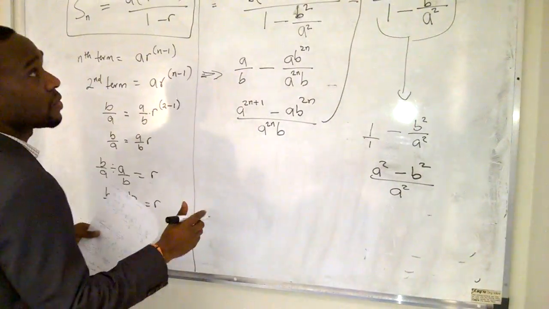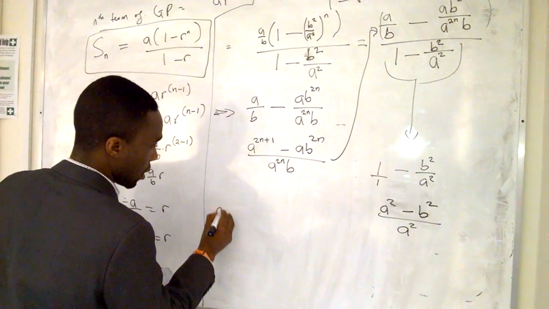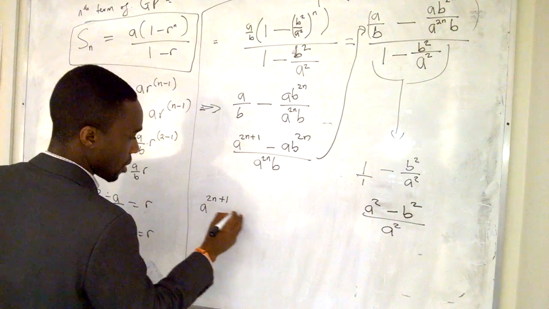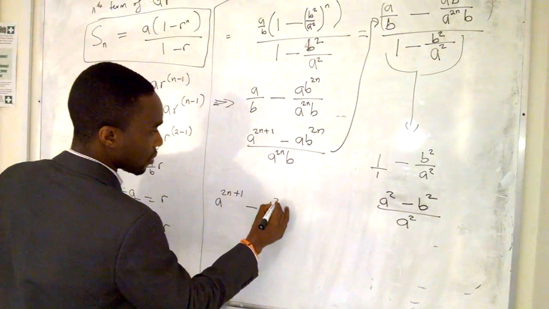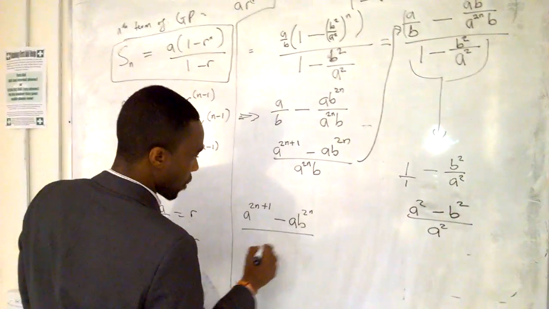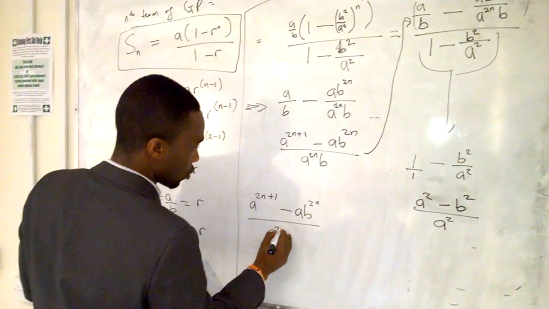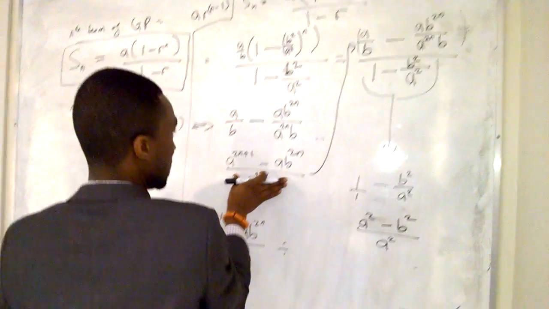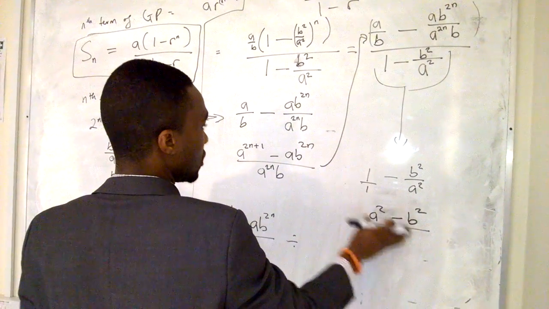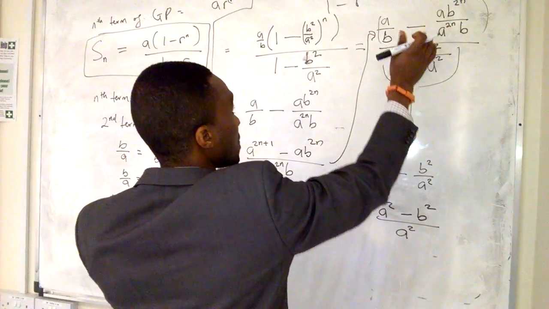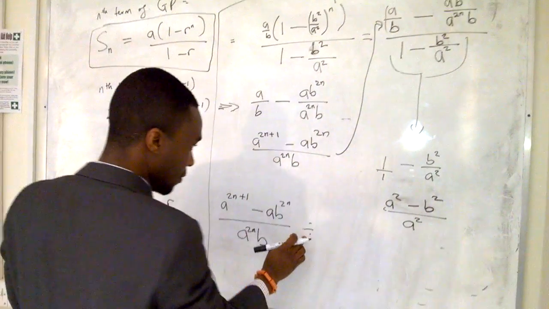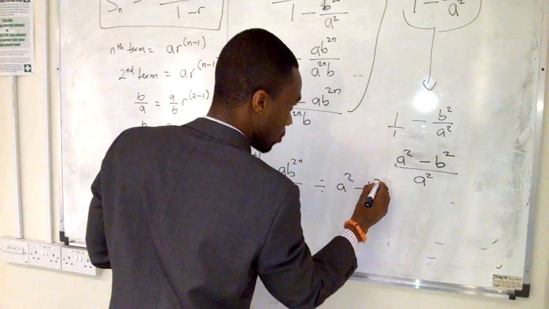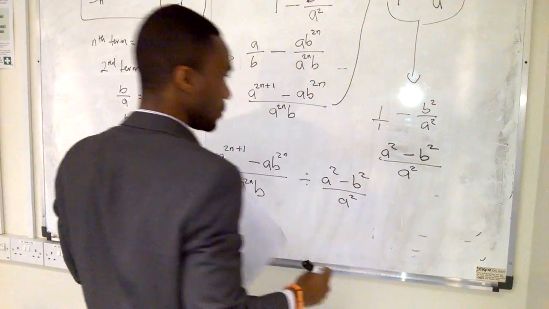So what we have now is a squared n plus 1 minus ab squared n over a squared n b, divided by this, because the whole of this is this. The whole of this is this. So the whole of this, which is this, is being divided by the whole of this, which is this. So divided by a squared minus b squared over a squared.